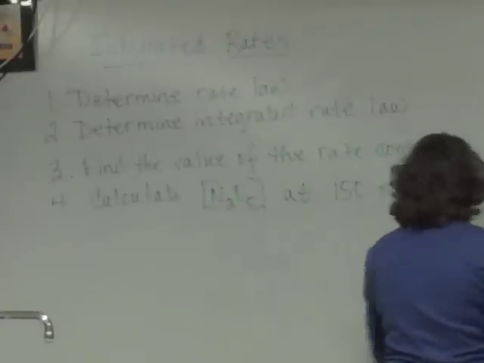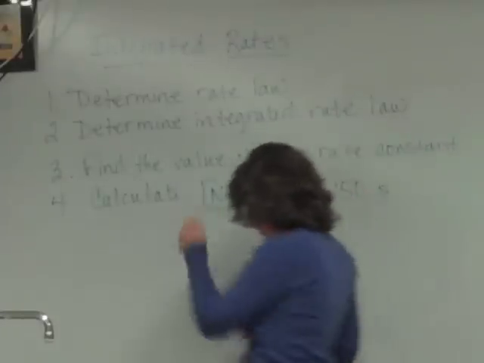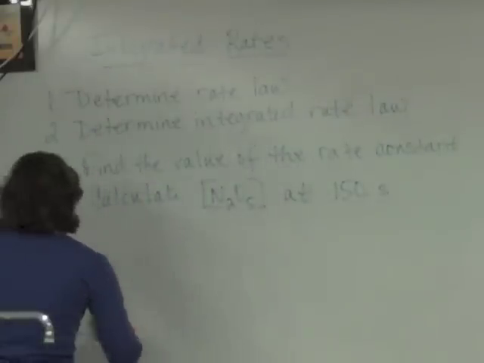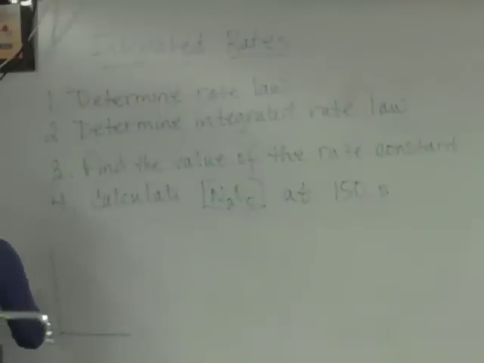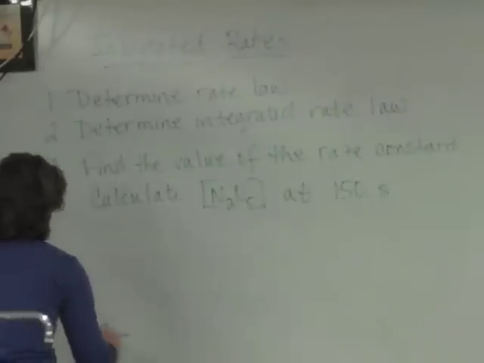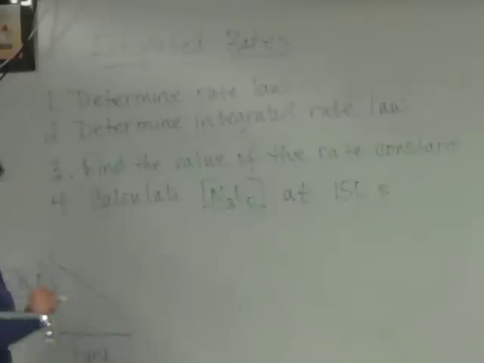Again, what we found was that plotting the natural log of N2O5 versus time gave us the straight line. So that tells us that this is a first order reactant. All right, so, determine the rate law. That's pretty easy. So let's write the rate law for this.